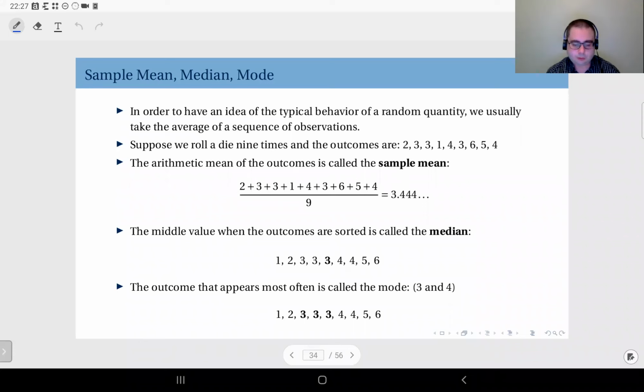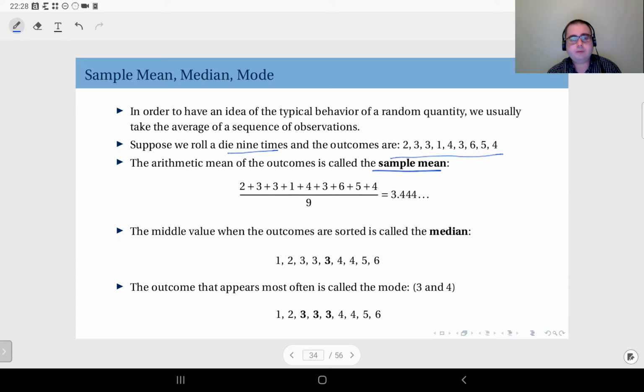Suppose that we roll a die 9 times and the outcomes are this: 2, 3, 3, 1, 4, 3, 6, 5, 4. Okay. Now, first of all, you can add all these up and divide by 9, the number of outcomes, to obtain what we call the sample mean. So that is 3.444, etc. And this is the sample mean. This is essentially the average of the outcomes. And it tells you something. On the average, you have this value.